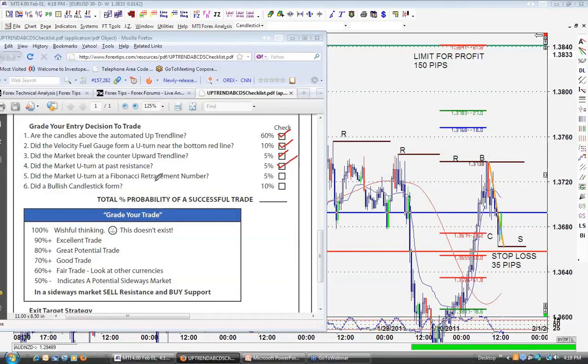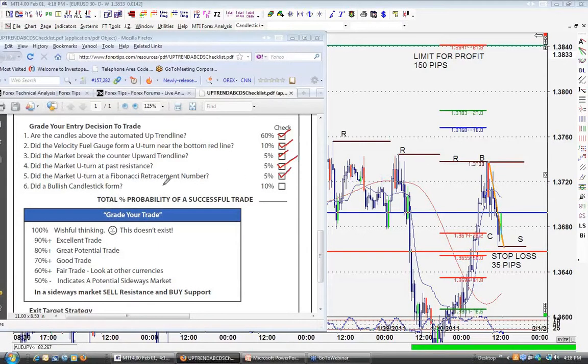Did the market U-turn at a Fibonacci retracement number? This red line here is a 382 level. Which rules of Fibonacci state if the market turns at a 382, it will extend to the 1618, which I have clearly listed as our profit point here. This is how I knew exactly where to take profit. This is how I knew exactly where to put my stop loss and my entry order.